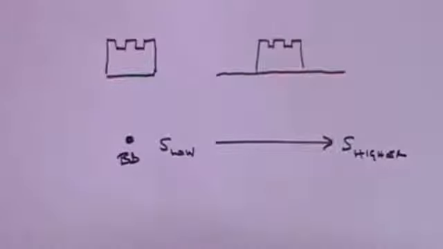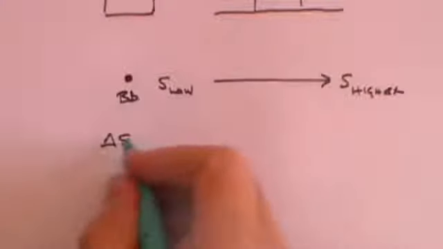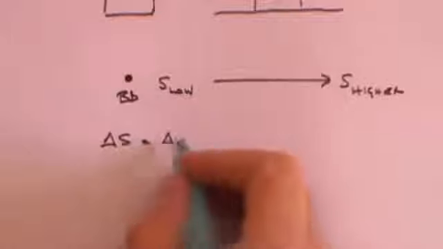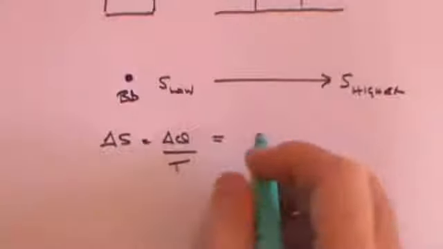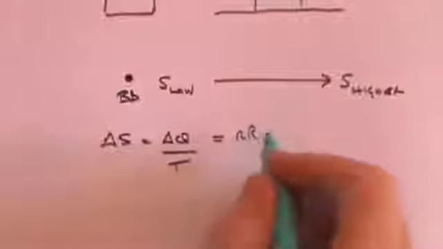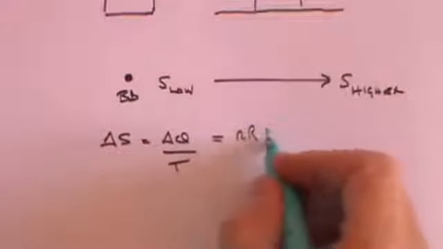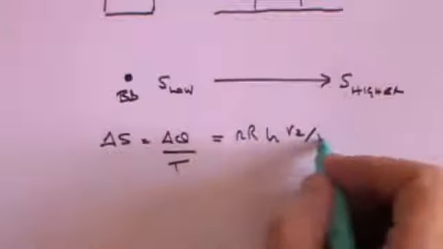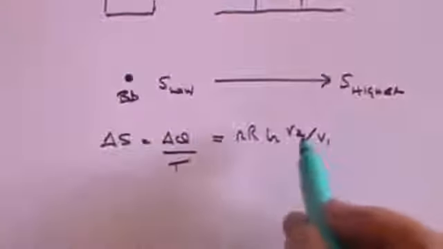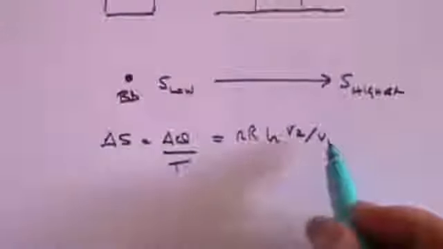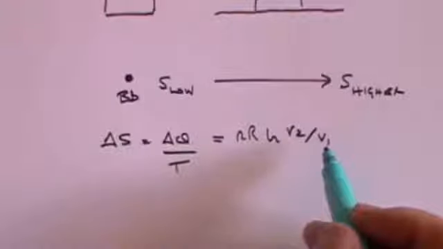Now, we can say, therefore, that the change in entropy is equal to the change in heat divided by temperature. And we've shown earlier in the video that that is one and the same thing as nR times the log of V2 over V1, where V2 is the volume of the gas at the end of the process, and V1 is the volume of the gas at the beginning of the process.